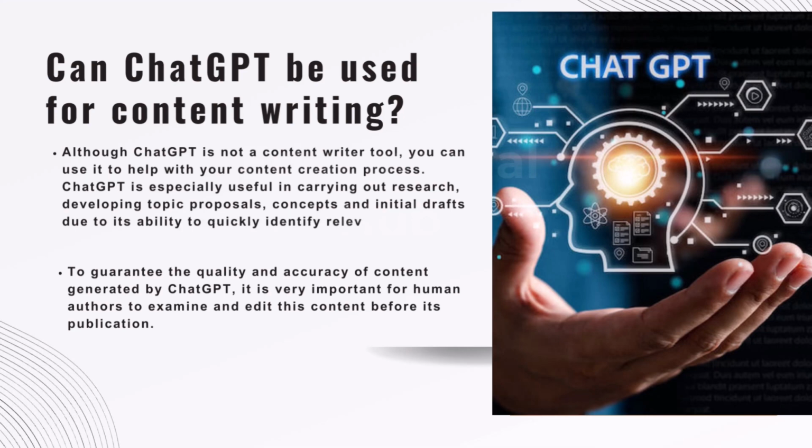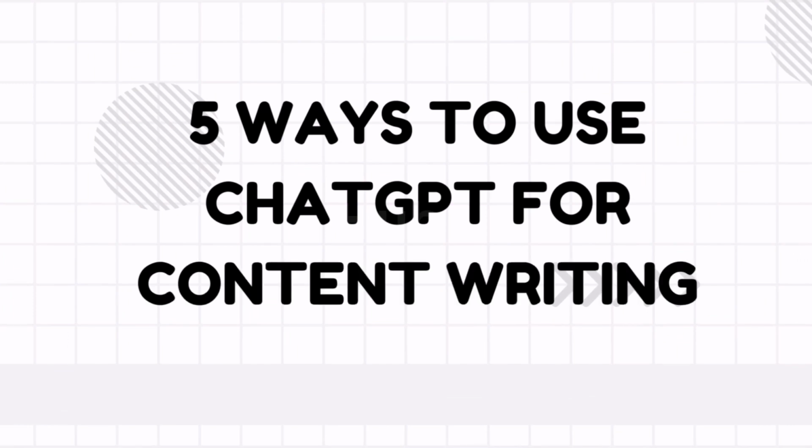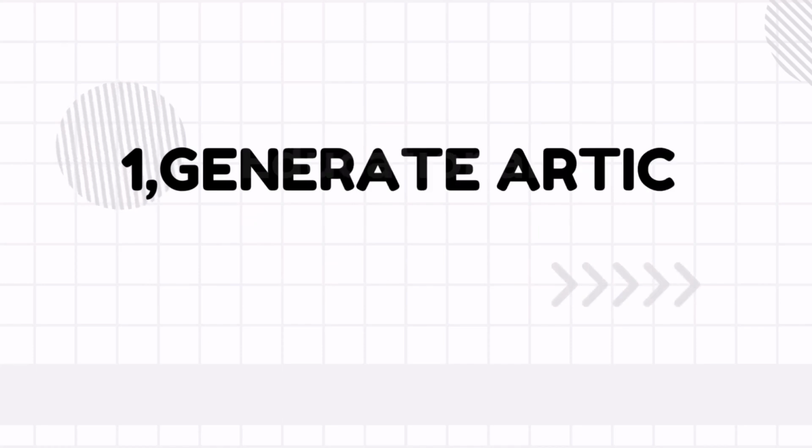To guarantee the quality and accuracy of content generated by ChatGPT, it is very important for human authors to examine and edit this content before its publication. 5 ways to use ChatGPT for content writing. In this video, we will examine 5 ways in which ChatGPT's capabilities may be used to support your content writing efforts. 1. Generate article outlines.